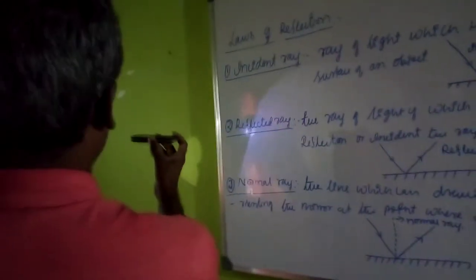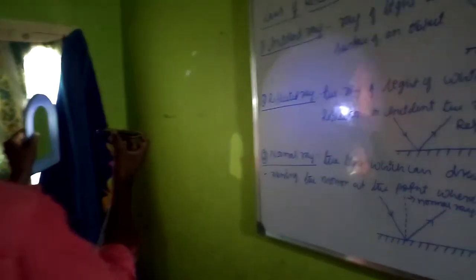Just observe this light. This is a source of light. This ray is striking the mirror. Is it correct?